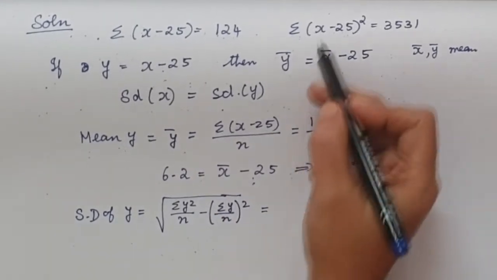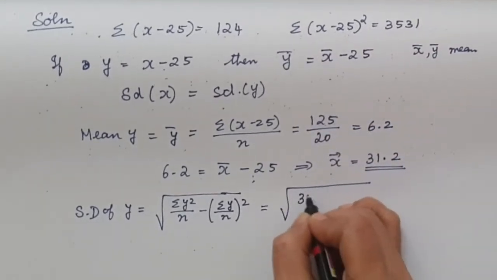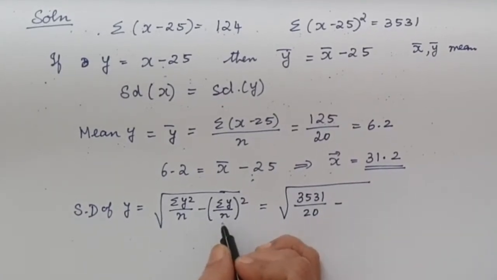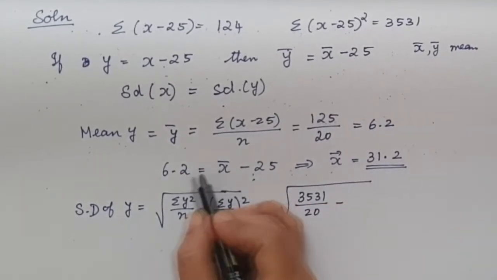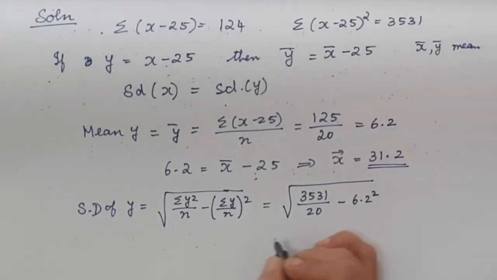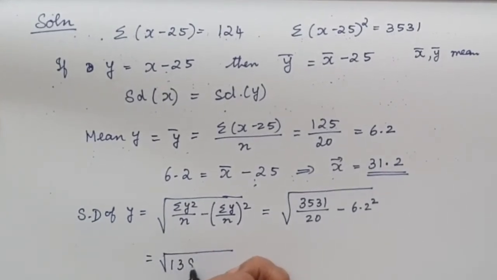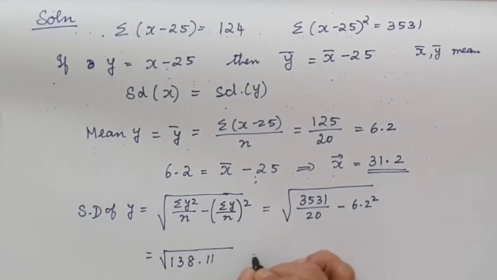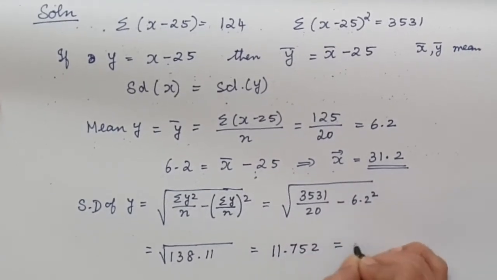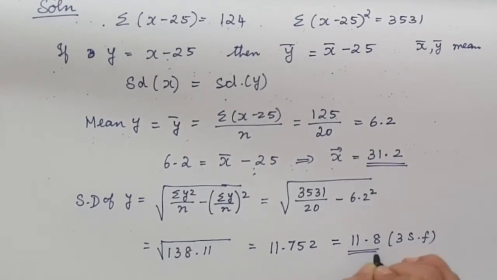So sigma y squared, this is our y. So it will be the square root of 3531 divided by 20 minus, here the y mean is 6.2, so 6.2 the whole squared. When we simplify it, we get 138.11, and the square root is 11.752, which is equal to 11.8, correct to 3 significant figures.